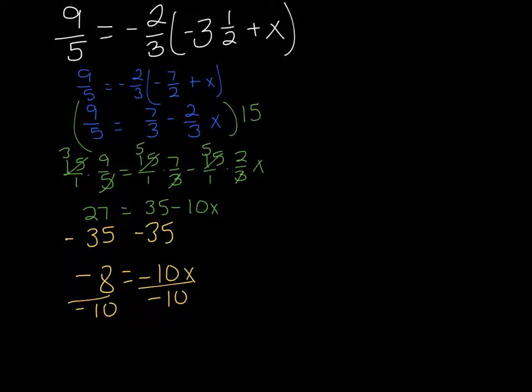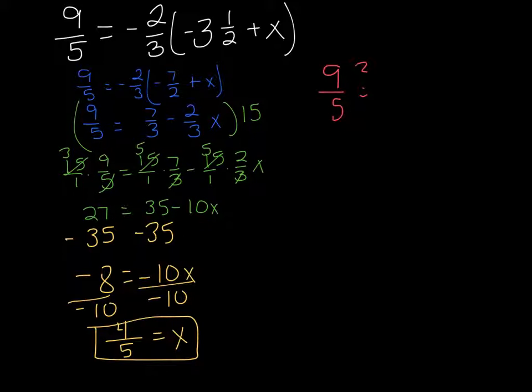Divide them both by 2. 8 divided by 2 is 4. 10 divided by 2 is 5. Because they're both negative, we'll cancel and leave it positive. So 4/5 would be your answer. Now let's check it.